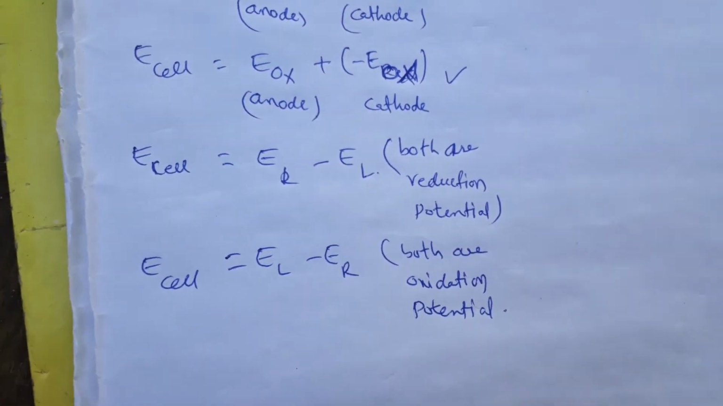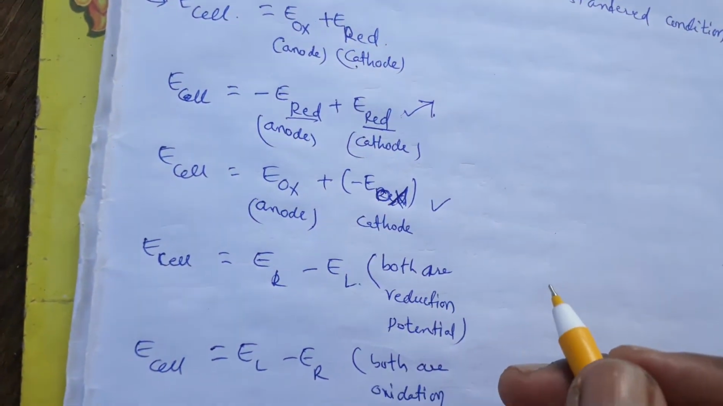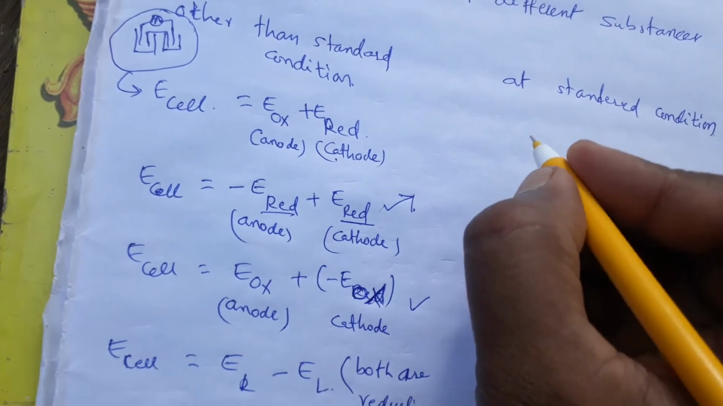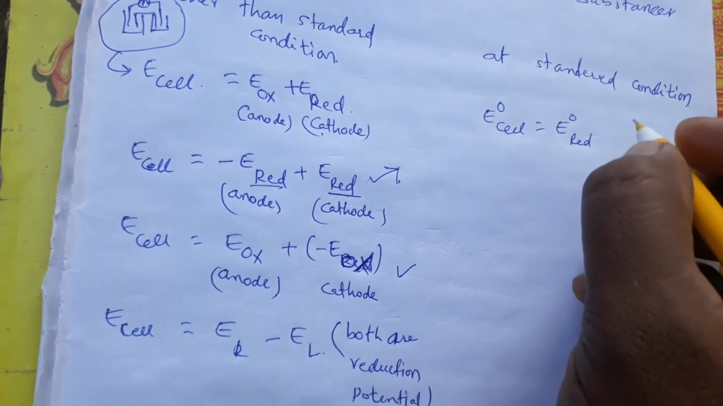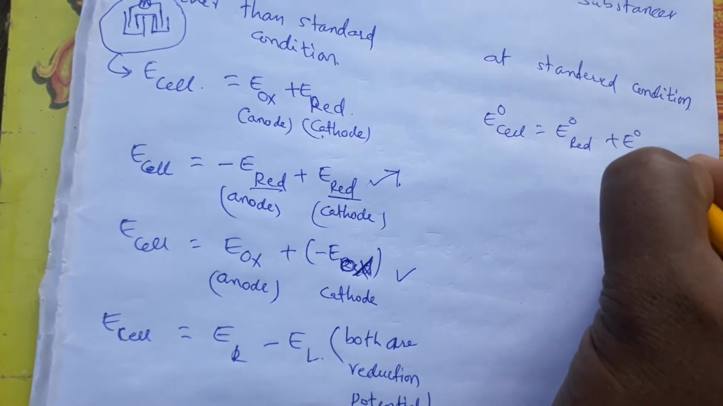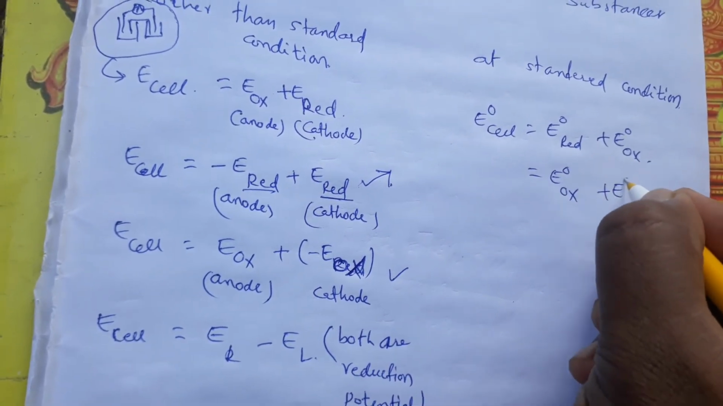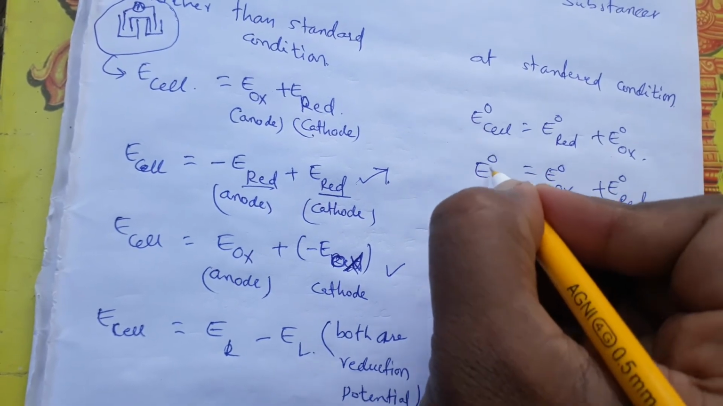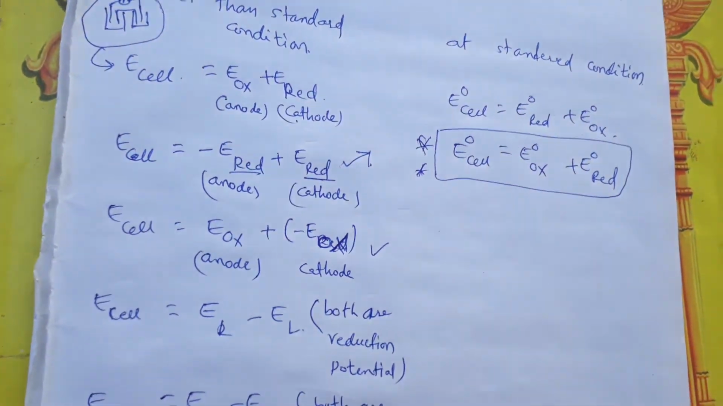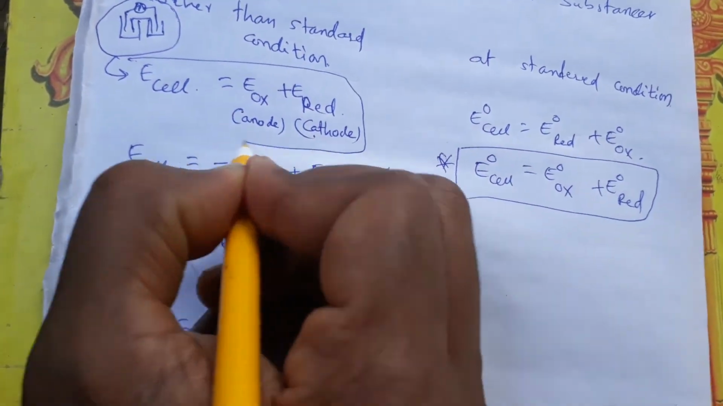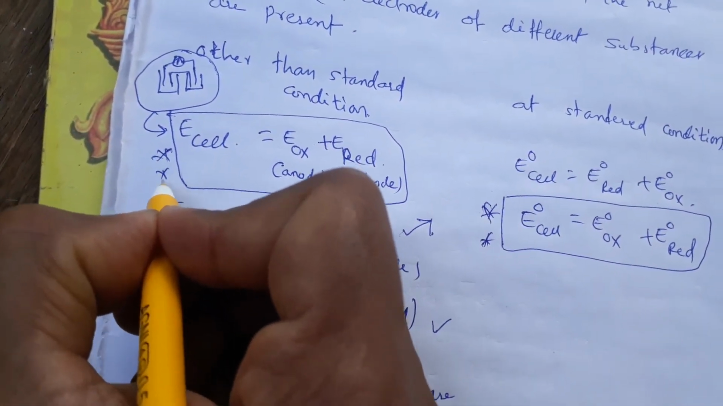So here both are oxidation potentials, when both are different, other than standard conditions. At standard conditions, E naught cell is equal to E naught of red plus E naught of ox, or you can write E naught of ox plus E naught of red, where the oxidation takes place. Remember this one only, don't remember all the conditions. In different books different conditions are given, but remember this one: E cell is equal to E ox plus E red.